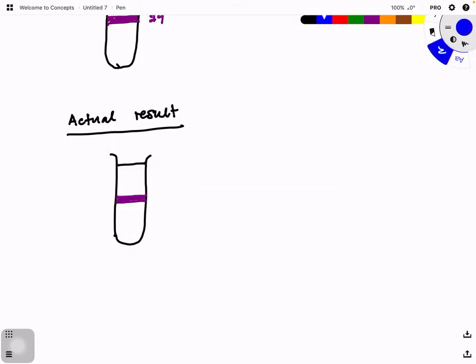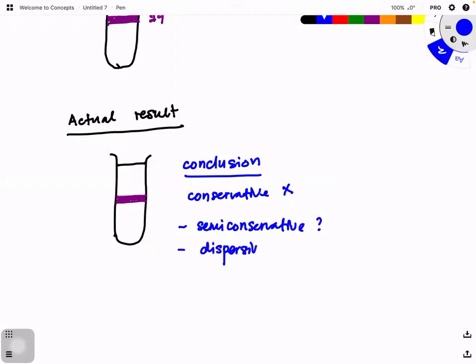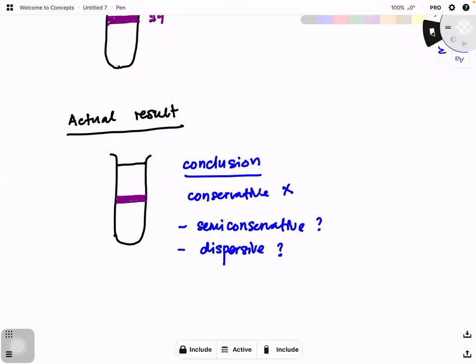So what is the conclusion here? The conservative replication model is not a correct model, because if conservative is correct, then you should get two bands. But we still cannot differentiate between semi-conservative and maybe dispersive. Are you clear? After the first replication, we can already exclude conservative because it cannot be conservative. So it can be either semi-conservative or dispersive.